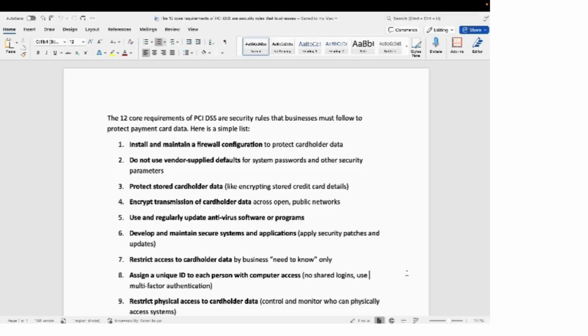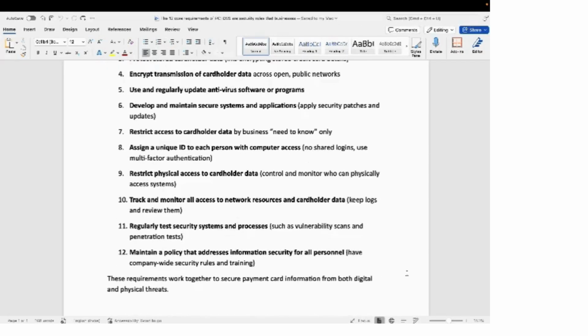And ninth, restrict physical access to cardholder data. Control and monitor who can physically access this. Simply, who is willing to see it and who has access to this data. So you have to maintain proper physical security, biometric access and all, and you have to maintain a log of who has entered and what time they have entered the server room and data center.